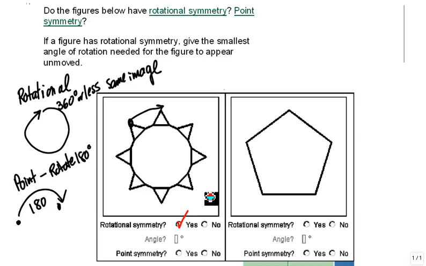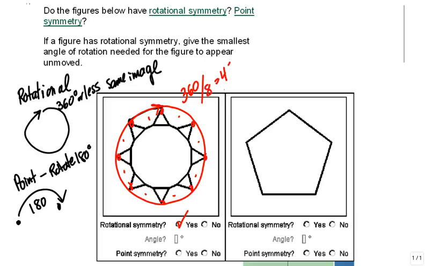The next question is at what angle? And since we can see that these are evenly spaced, all we have to do is count the number of spaces, because rotation implies 360 degrees. So we have 360 degrees, and we have 1, 2, 3, 4, 5, 6, 7, 8 spaces. So it's 360 divided by 8, which is 45 degrees. And so the angle here is going to be 45 degrees. So rotational symmetry, yes, angle's 45.